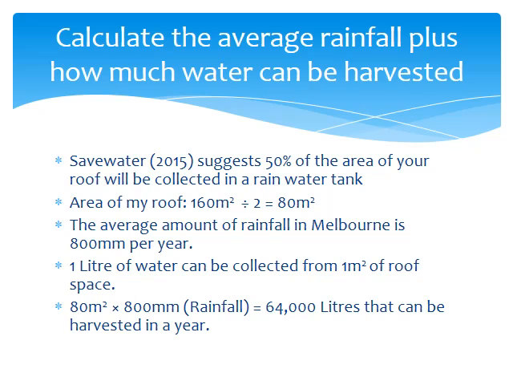Save Water suggests that 50% of the area of your roof will be collected in a rainwater tank. The area of my roof is 160 metres squared, so we divide that by 2 to work out to be 80 square metres. The average amount of rainfall in Melbourne is 800 millimetres per year. 1 litre of water can be collected from 1 metre square of roof space. So we take 80 metres squared and times that by 800 millimetres of rainfall. This will be equal to 64,000 litres that can be harvested in the year.